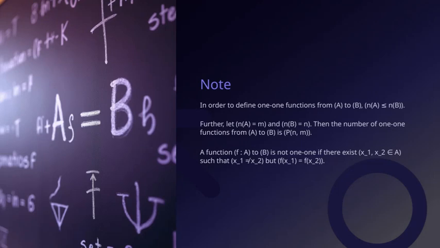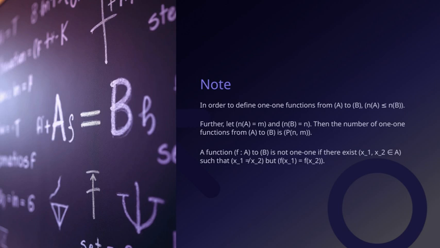Let's talk about what it means for a function from set A to set B to be one-to-one, or injective. A function is not one-to-one if there are at least two different elements in A, say x1 and x2, such that x1 is not equal to x2, but when you apply the function, they both map to the same element in B. In other words, different inputs produce the same output, which breaks the one-to-one condition.